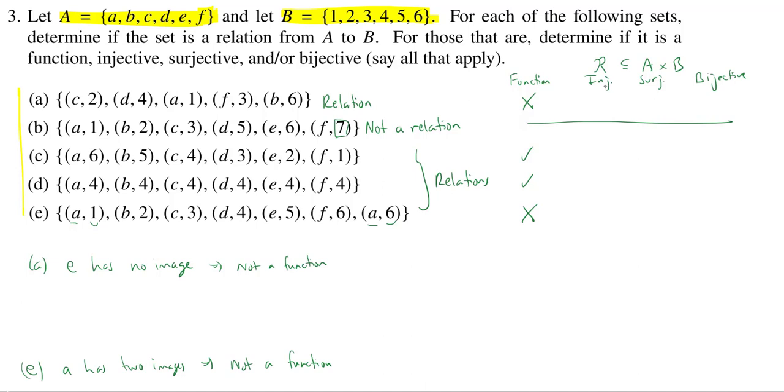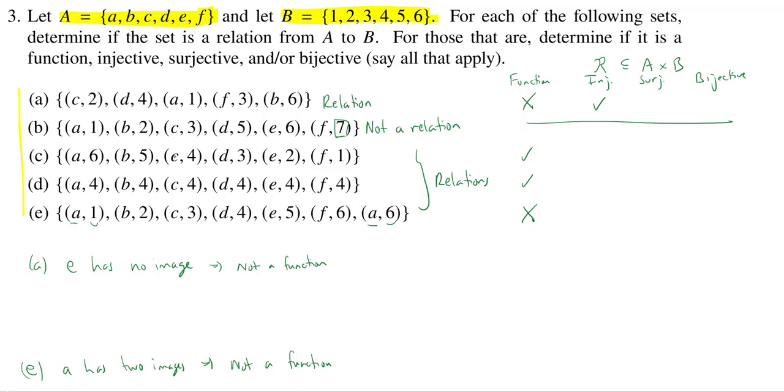Okay, how about injectivity? Injectivity means that if you take any of the elements of the codomain, that's the B, it has at most one preimage. It can only show up at most one time. Now, it doesn't have to show up at all. That's fine. But if it does show up in the second component, it can only show up once. So let's see. 1, 2, 3, 4, 6. Yeah, nothing shows up more than once. So this is injective. How about C?